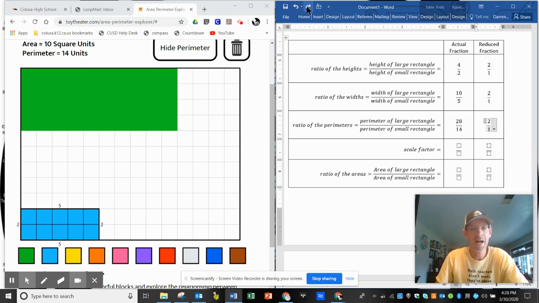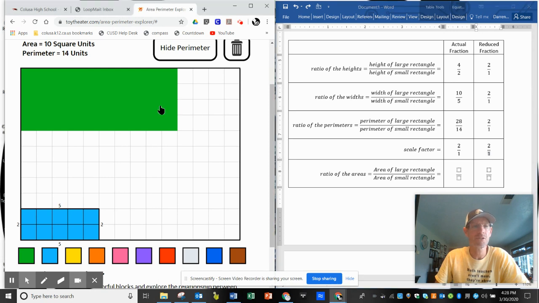Well, if the ratio of the heights is 2 to 1, the ratio of the widths is 2 to 1, and the ratio of the perimeter is 2 to 1, then the scale factor is 2 to 1. And we don't really have to reduce 2 to 1, but that's what it would look like. Here's the most important part. What is the ratio of the areas?